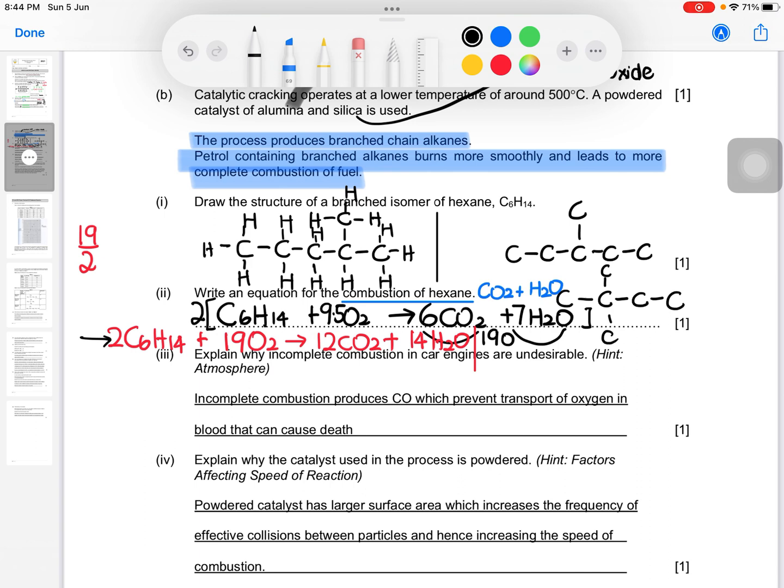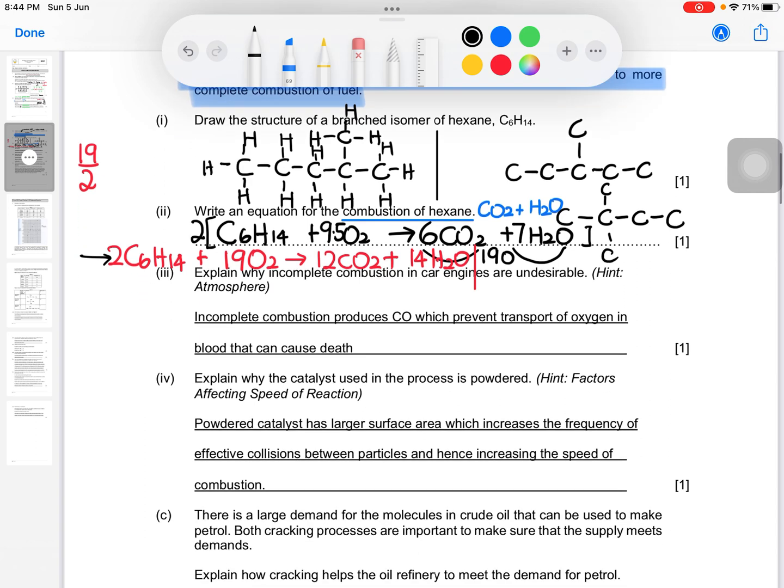So that's why incomplete combustion of hydrocarbon is not desirable. Why do you use catalysts which are powdered? If you refer back to the section on speed of reaction, a powdered catalyst has a larger surface area, which increases the frequency of effective collision between particles, so hence the speed of combustion actually increases.